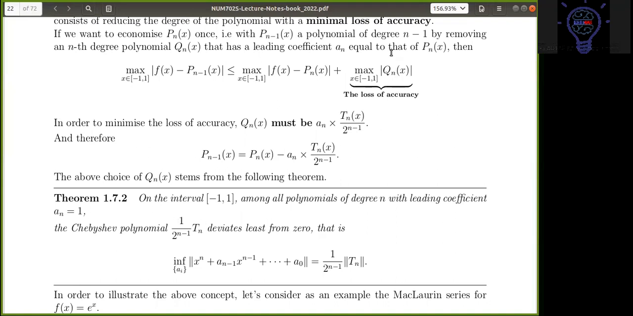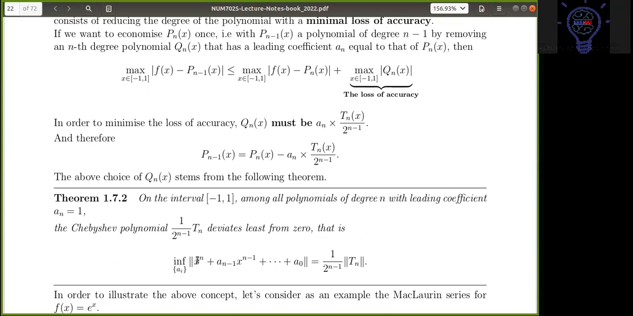And what we said is that we want the leading coefficient of Qn to be An. But we already know that the leading coefficient of Tn divided by 2 to the n minus 1 is 1, that is, it is a monic polynomial. So we just need to multiply this monic polynomial by An. If we do so, we are multiplying the leading coefficient by An, and therefore we obtain the Qn that we need. So we must choose Qn to be this monic polynomial times An.